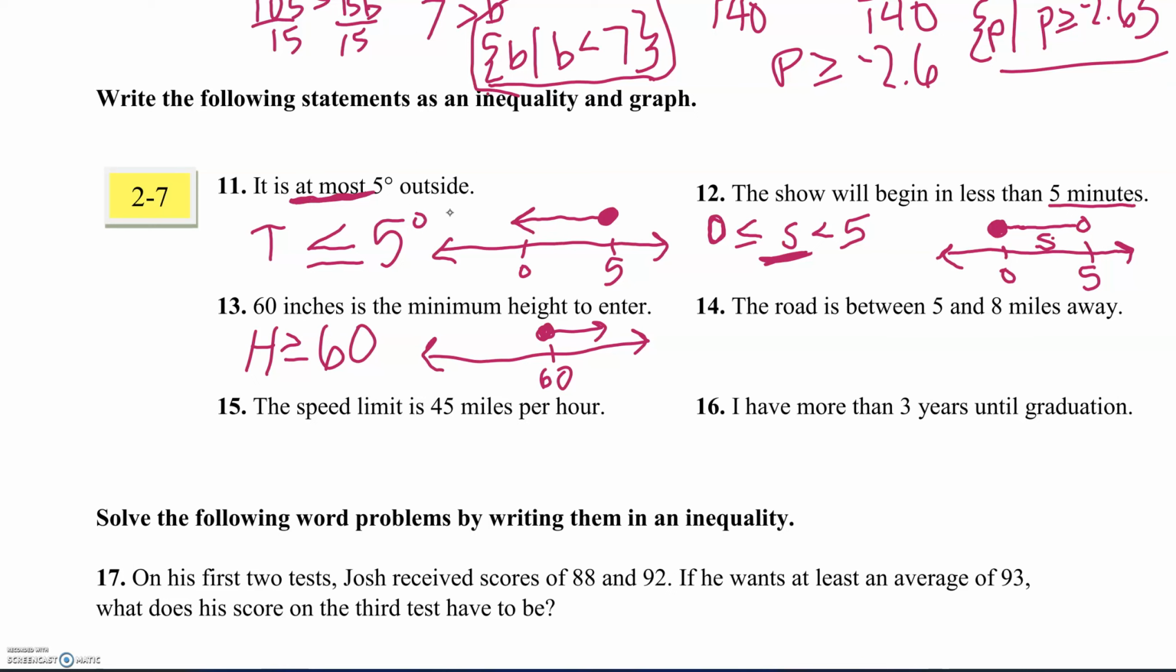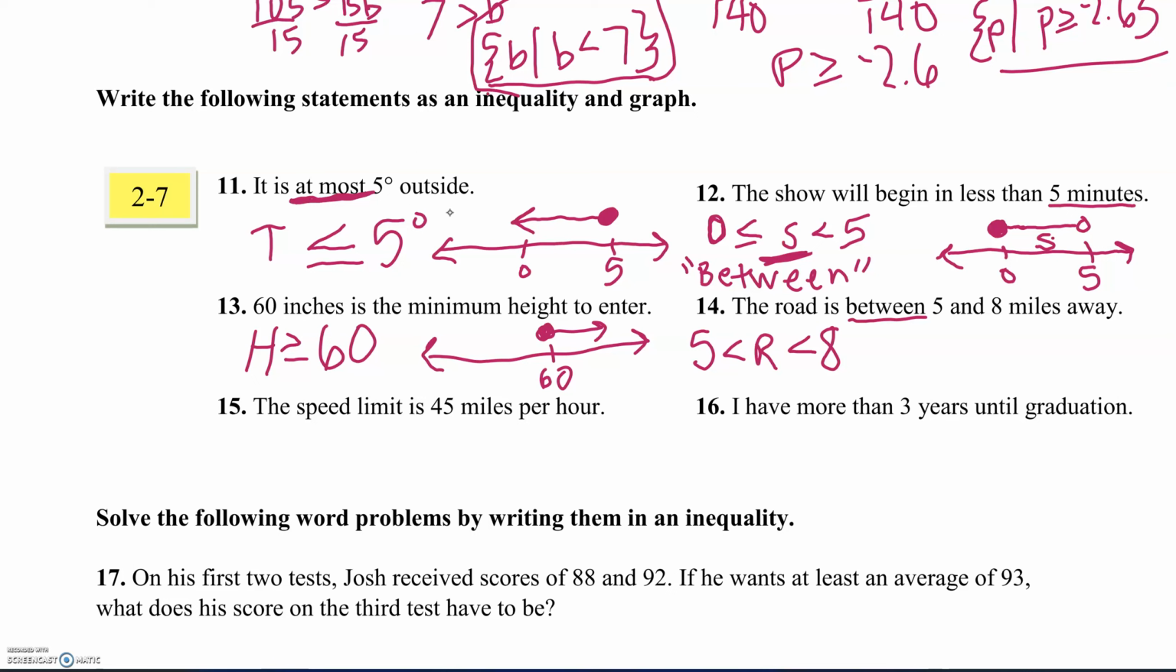Number 14, the road is between 5 and 8 miles away. Remember how in number 12 I said this was an inequality that means between? So we're going to have an inequality that looks like this one for number 14 as well. So we're going to have the road, let's say the road. We could do M for miles or R for road. And it's going to be between the numbers 5 and 8. Okay, so it's 5 is less than the road, and the road is less than 8.